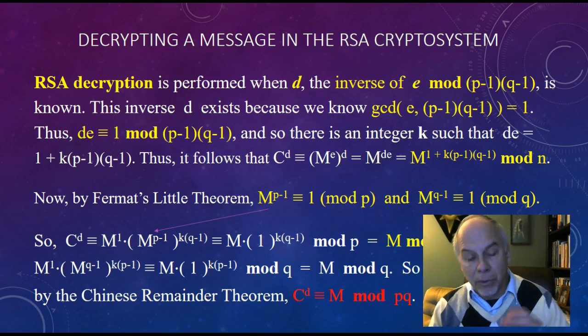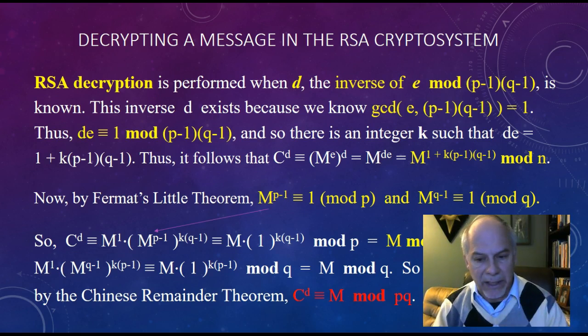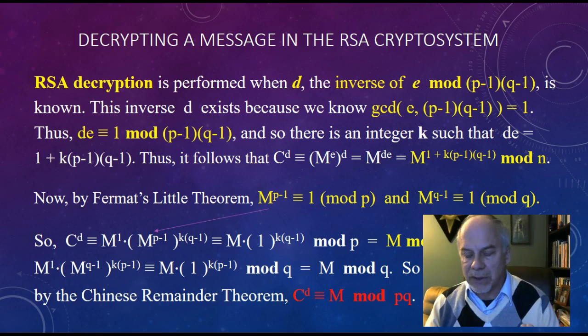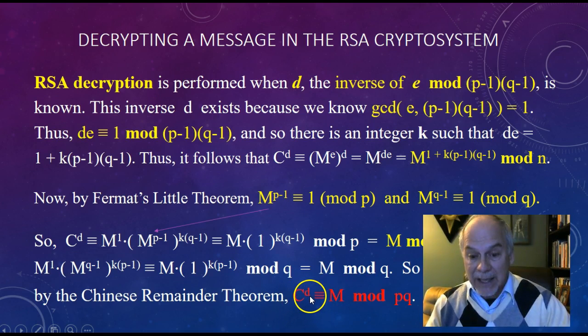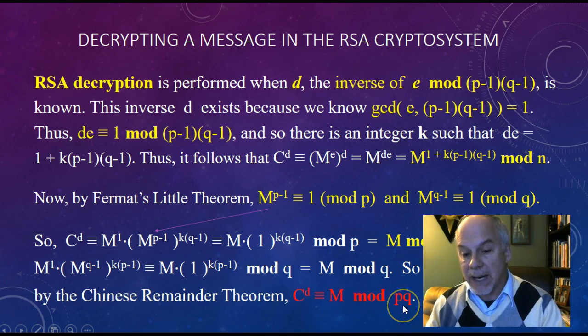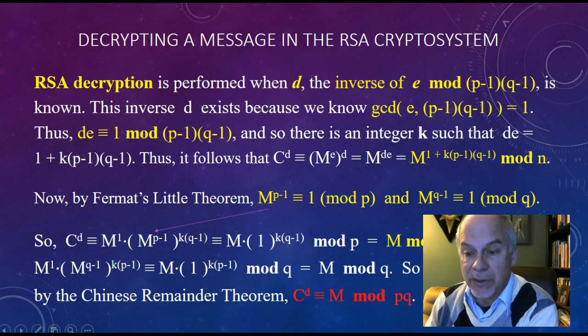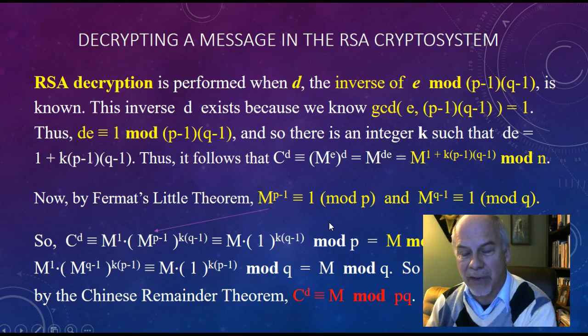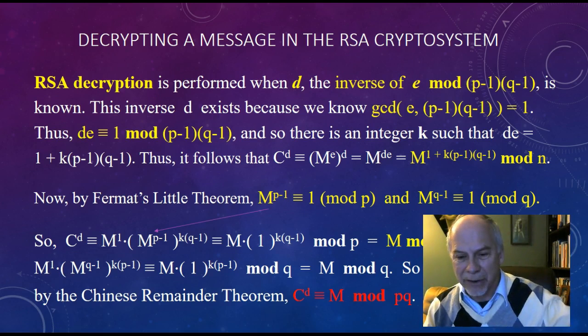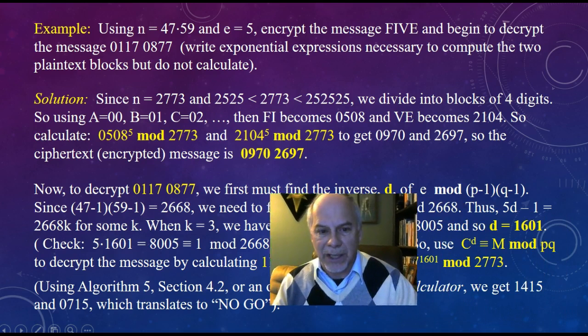But of course, computers are what do these calculations, but all the computer has to know is the inverse D, and so you take the encrypted message C to the power of D in mod P times Q, or mod N, all right? And the reason why it works is what we just looked at in this slide. Kind of interesting, I think, that we use all that, including an ancient Chinese remainder theorem, to come up with this. So let's look at an example.